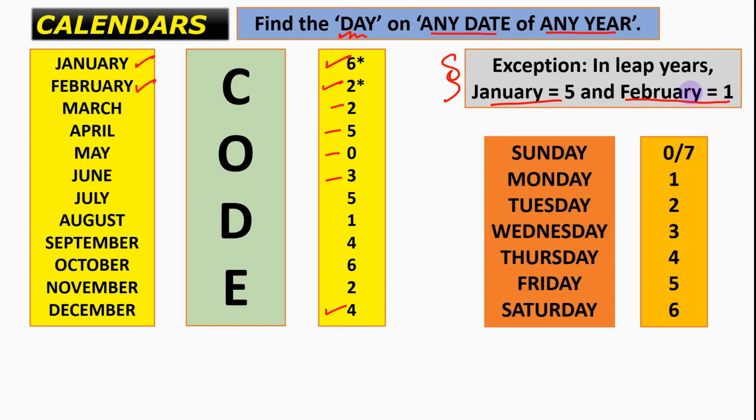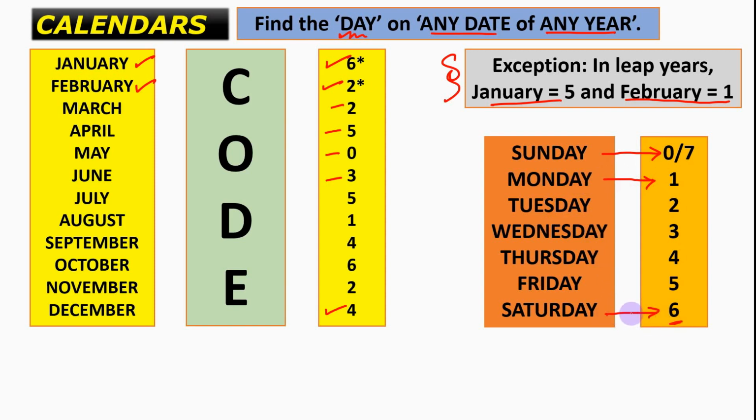And thereafter we will calculate the number of odd days. Odd days simply implies the number of days that are not a part of a week. And if the odd day comes out to be either 0 or 7, then that means that the day will be a Sunday. If the odd day comes out to be 1, then the day will be a Monday and so onwards. And if the odd day comes out to be equal to 6, then the day will be a Saturday.